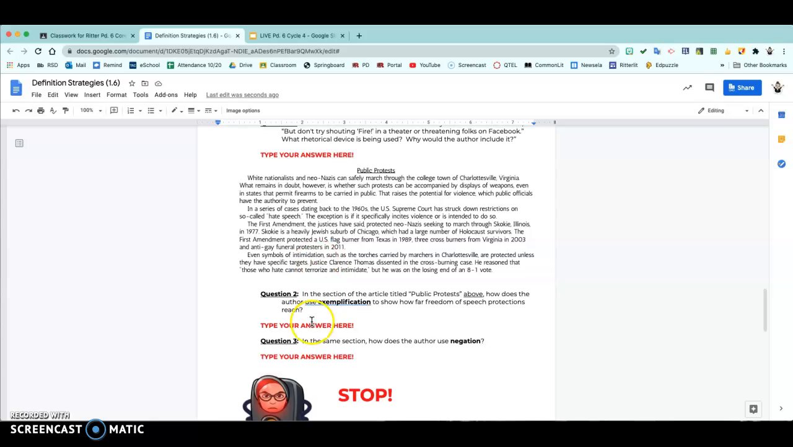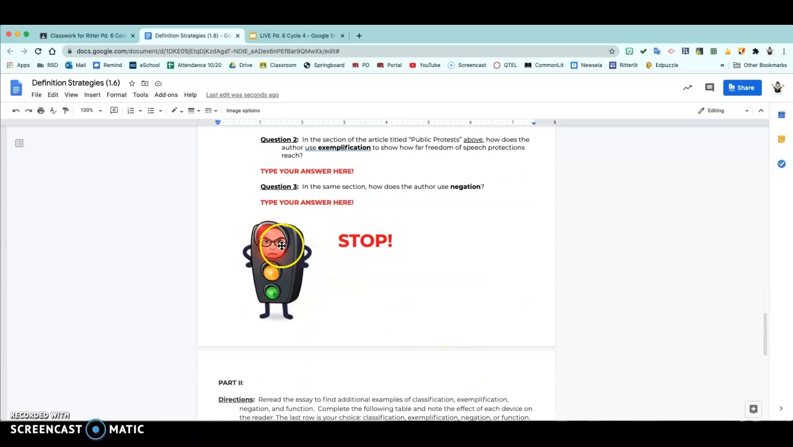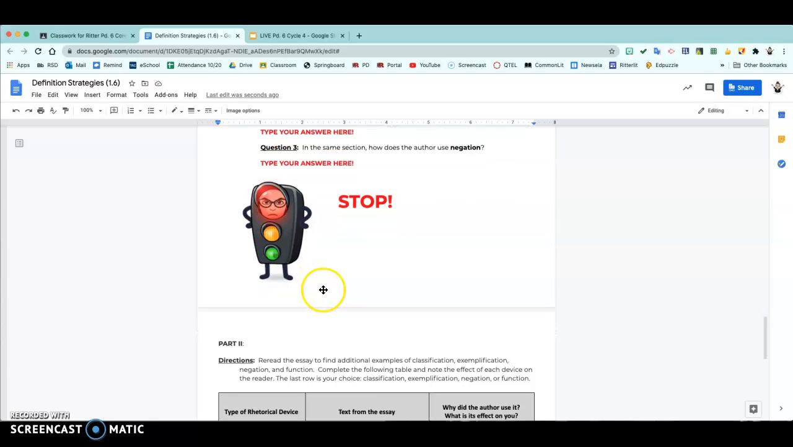And then questions 2 and 3. Here you read this chunk of the article that is the public protest subheading. And then for question 2, you're going to give me at least one place, one quote from here that uses exemplification. And for question 3, at least one quote from this section that uses negation. You're going to ignore this because that was just there from when we were doing it in class.